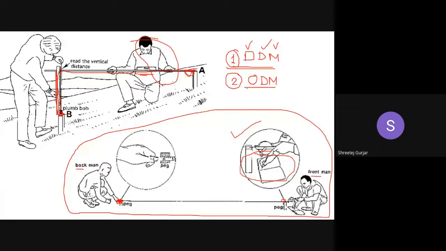Optical distance measurement, wherein we use optics, like a dumpy level or a theodolite, which has lenses. So in optical distance measurement, we use measurements taken from theodolites and dumpy levels, and indirectly we calculate the distances. So optical distance measurement is the second type.